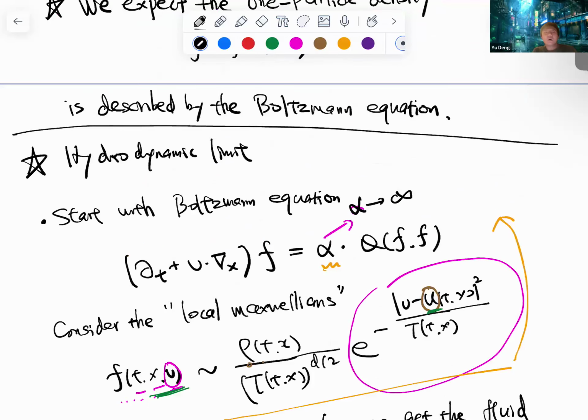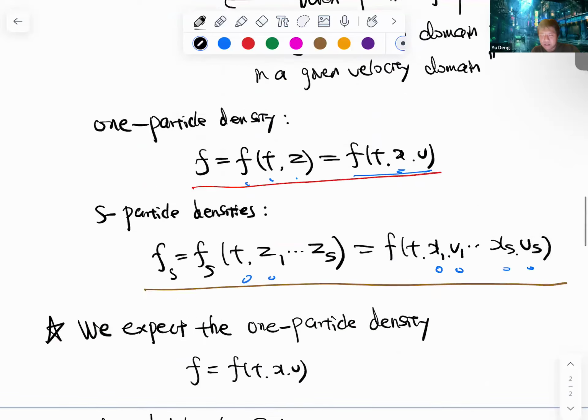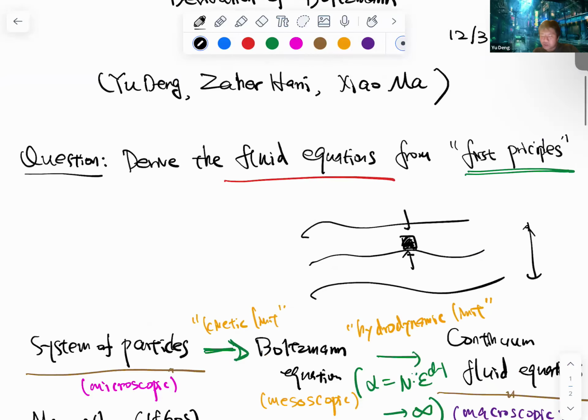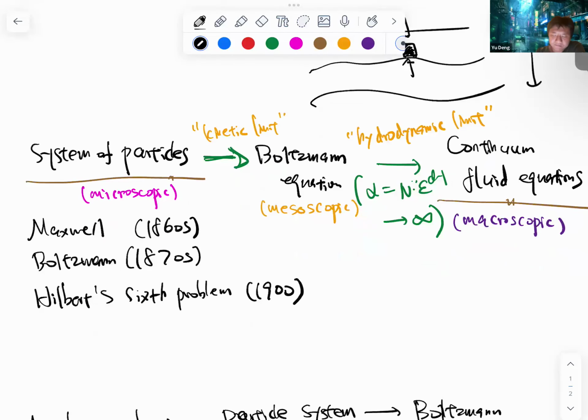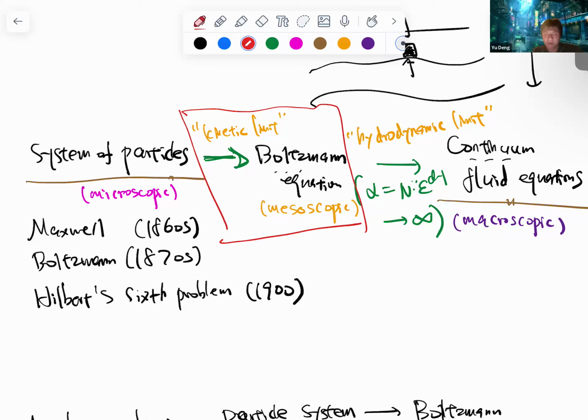Okay, so this is a basic description of this two-step strategy. You first start from the particle system, you go to the Boltzmann equation in the first limit, and then you go to these fluid equations in the second limit. So for the rest of this talk and for the rest of this lecture series, we're going to focus on this first part, where we go from the particle system to the Boltzmann equation.